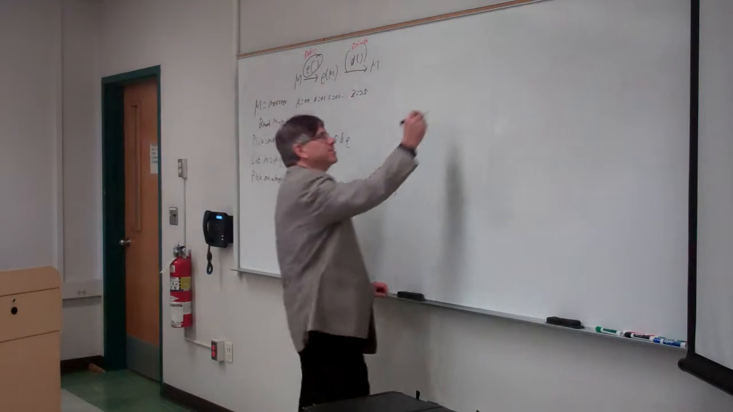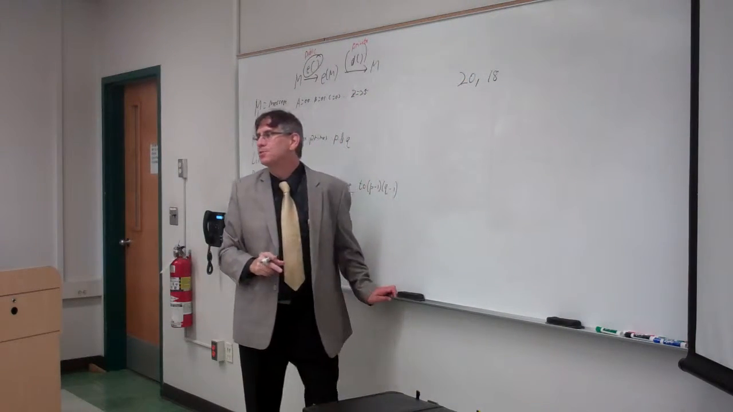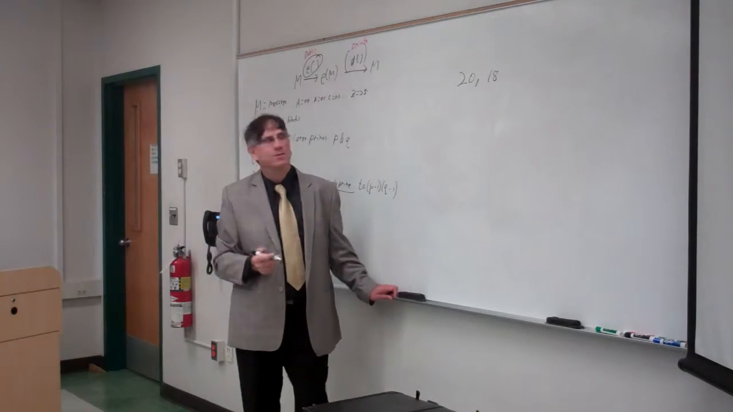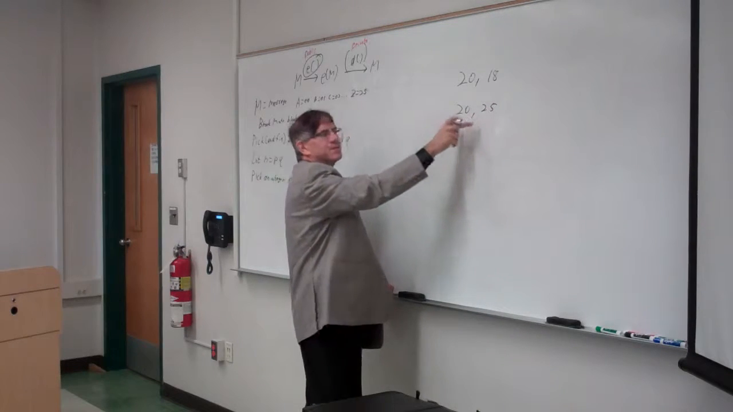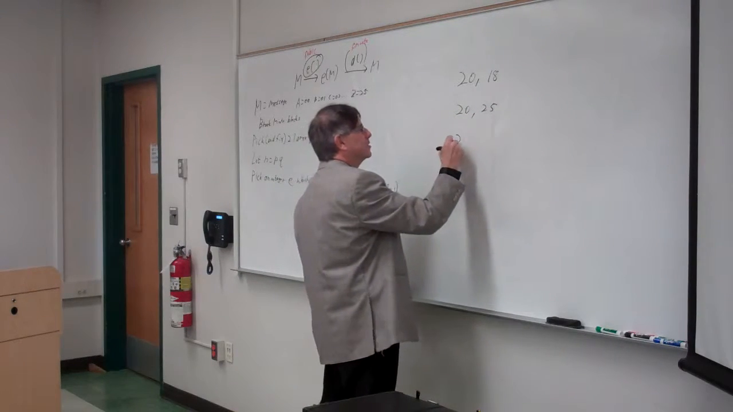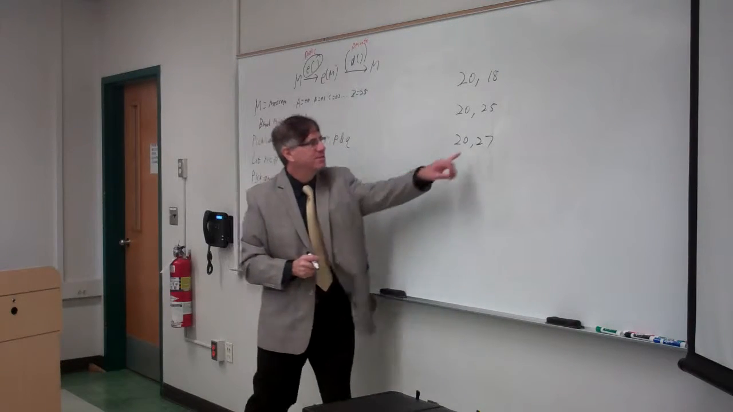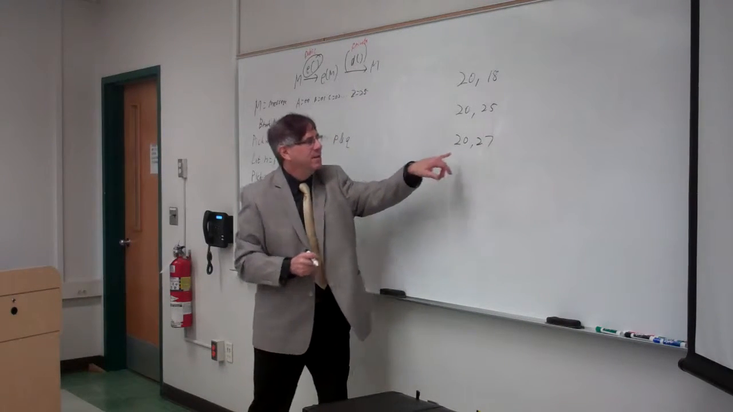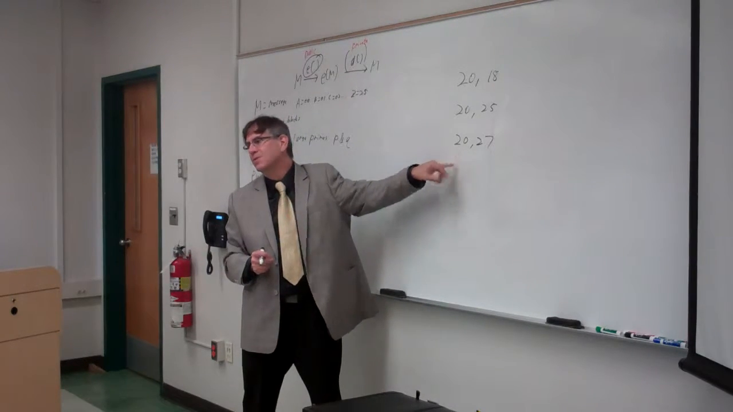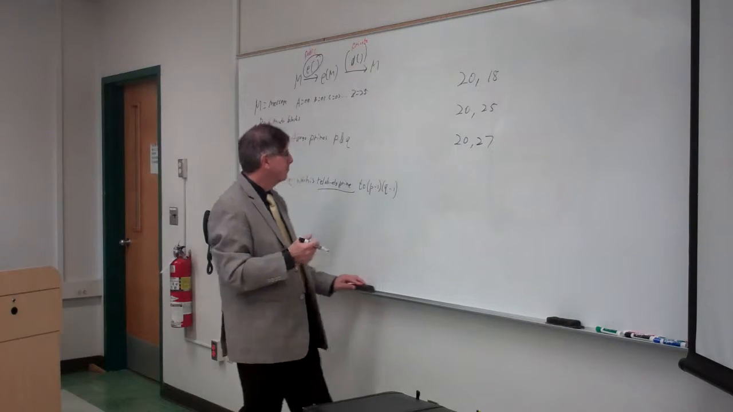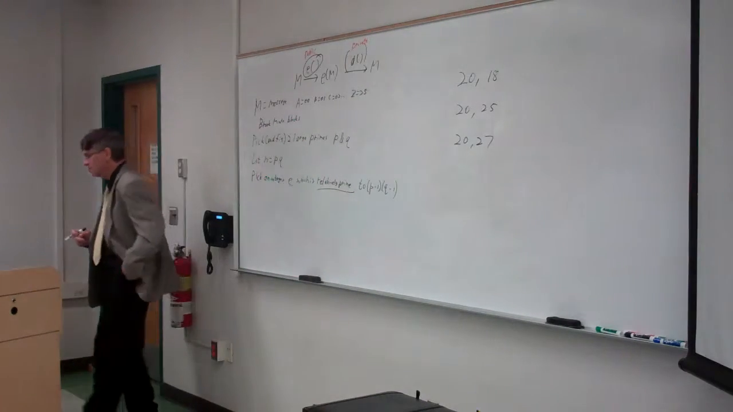Okay, so 20 and 18, they're both divisible by 2, so they're not relatively prime. 20 and 25 are both divisible by 5, so they're not relatively prime. 20 and 27 are relatively prime. This is only divisible by 3 or 9, and this is only divisible by 2, 4, 5, and 10, so there are no common factors. So we pick an integer e that's relatively prime to this product.